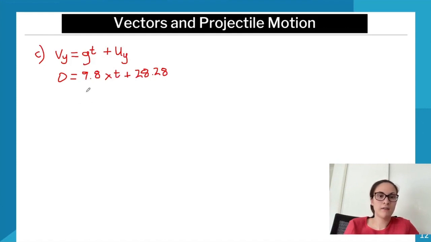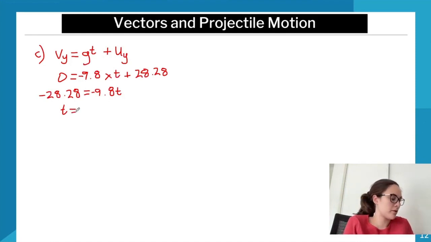Okay, and then we're going to rearrange, so this is going to be negative 28.28, which is equal to 9.8t. Now you're probably thinking, hey, we're going to get a negative answer. Well, remember that gravity is actually a negative value, so we're actually going to end up with a positive value. And even if you did end up with a negative value, just negate the negative and treat it as a positive. But in this case, we know that gravity is normally negative.